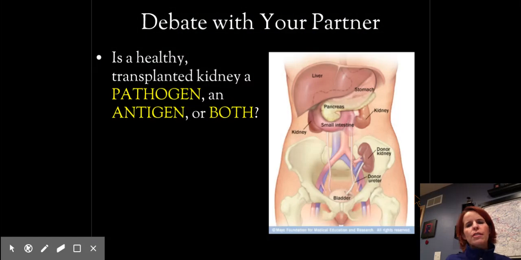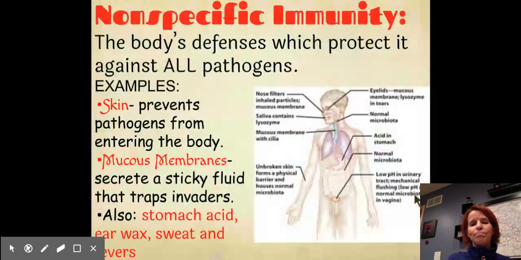All right, let's talk about your first line of defense. Actually, just really quickly, we did this in class. I'm not going to spend much time on these little quizzes. Is a healthy transplanted kidney a pathogen, an antigen, or both? It is an antigen. It is foreign, but because we're telling you that it's healthy, we don't consider that a pathogen. So it would be an antigen because it's foreign.